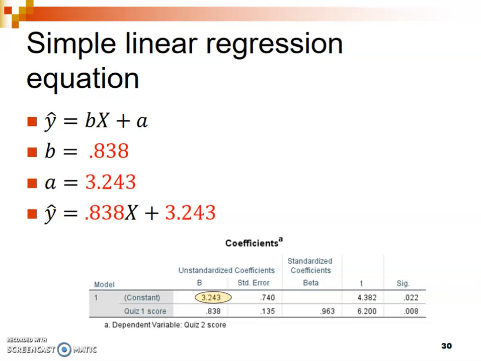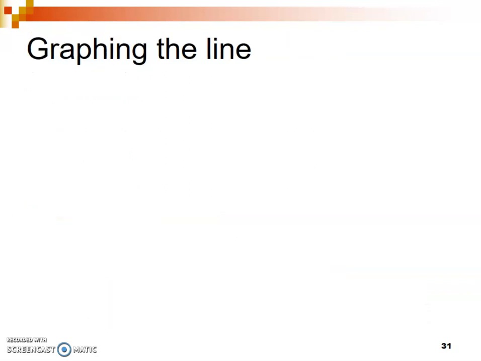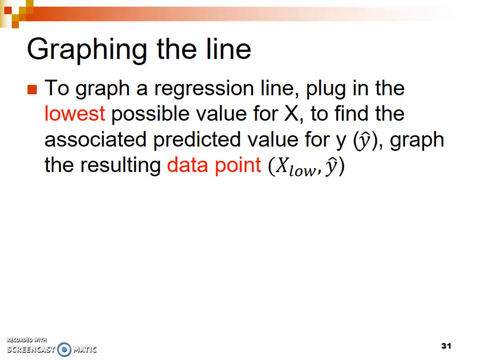Let's talk about what we're going to graph first. In order to figure out the 2 different data points that we're going to need to create a line, the first thing we want to figure out is our lowest possible value for X. This is dependent on what your study is and what your X value is, whatever value you're trying to use to predict the outcome, Y. In this case, I was using our quiz 1 scores to predict quiz 2 scores, so the X value is going to be our quiz 1 scores.